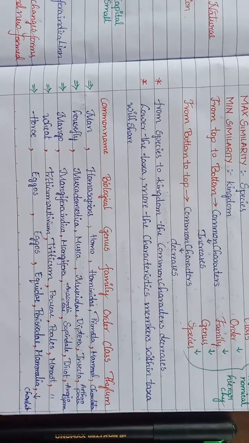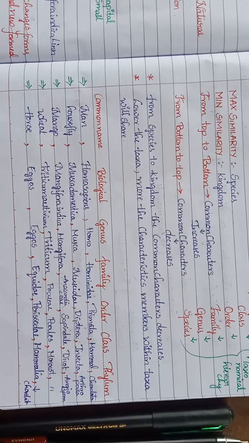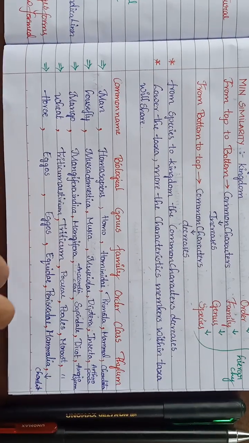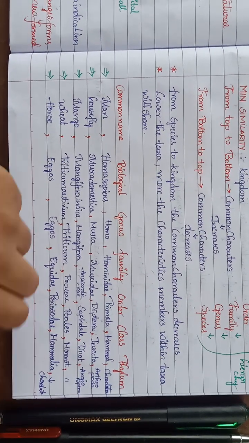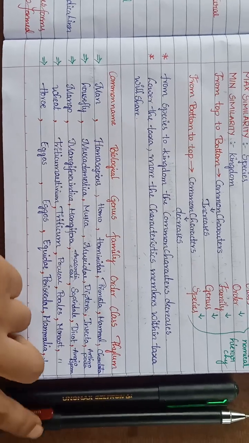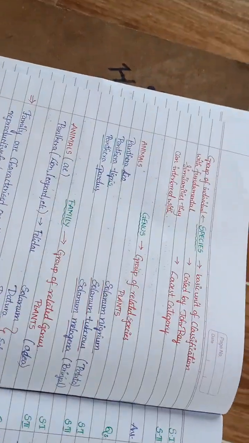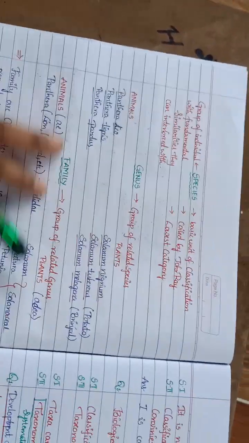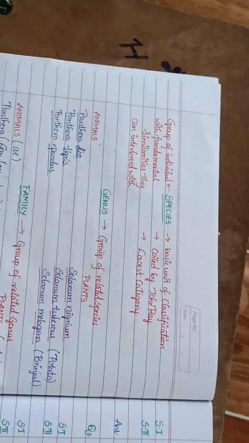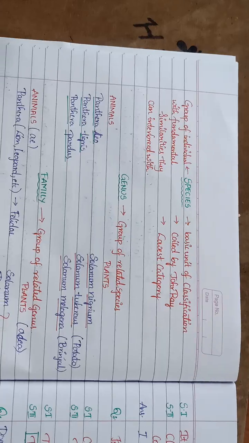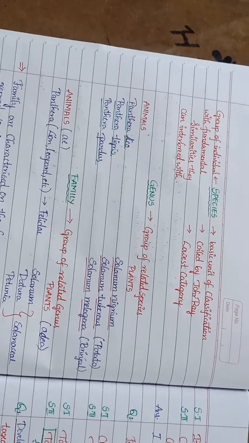Okay? This is one of the tables which is very important and asked in many exams of NEET. You must read this. Okay, let us go on to another topic. The next topic is about the species, genus, families, kingdom, phylum, etc. Right?